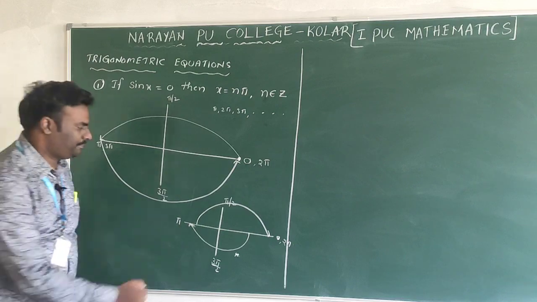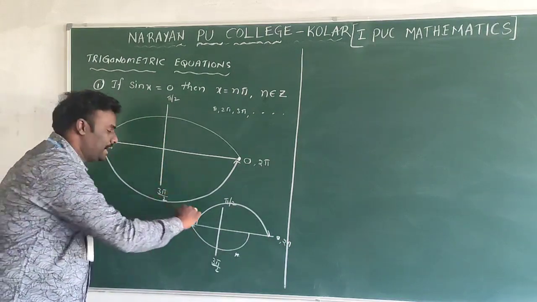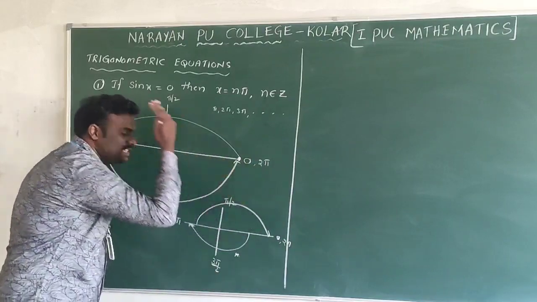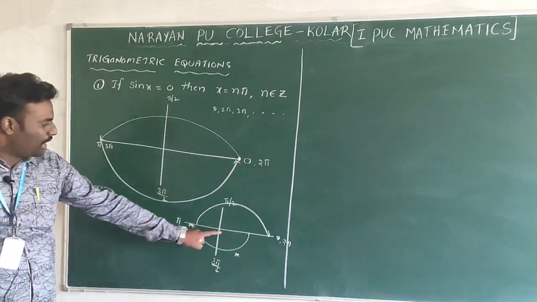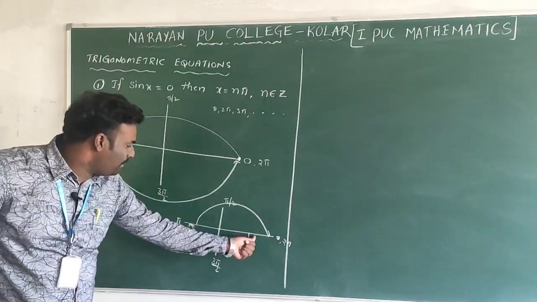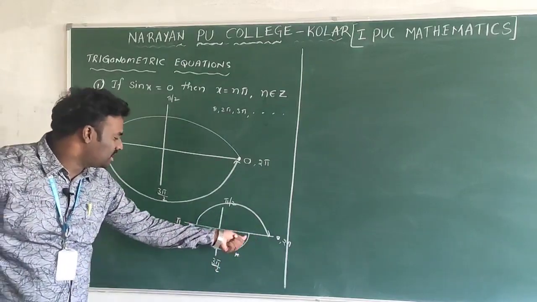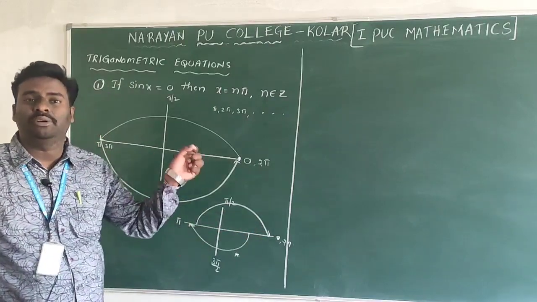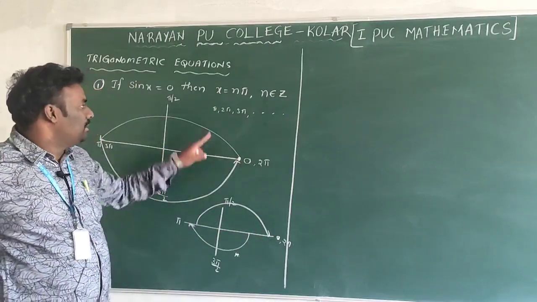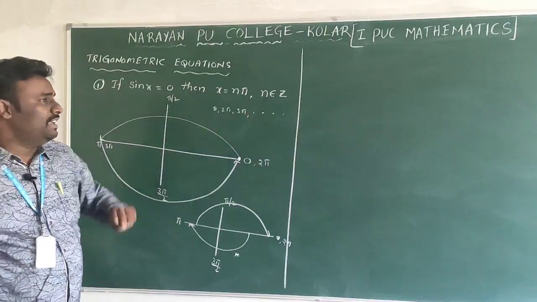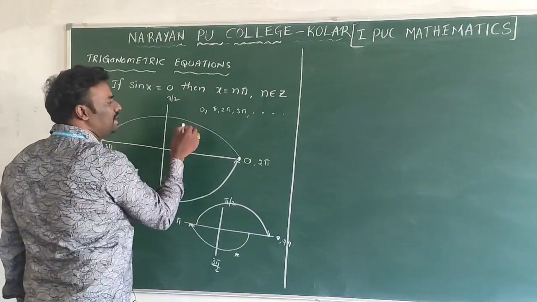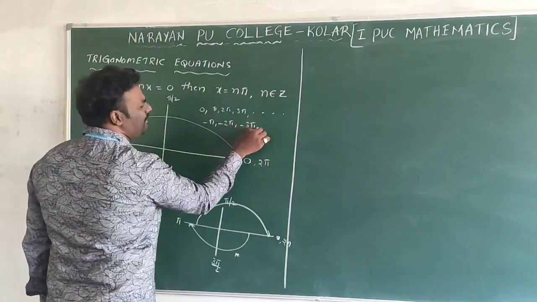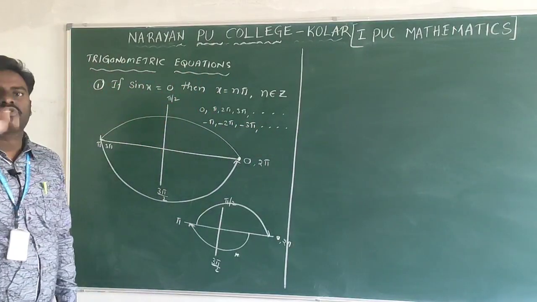Minus 2 pi, minus 3 pi, minus 4 pi, minus 5 pi, minus 6 pi. Understood why minus is added here? Here we are measuring the angle in the clockwise direction, which is considered a negative angle. That's why pi, 2 pi, 3 pi all will come, as well as 0, minus pi, minus 2 pi, minus 3 pi. These are all the solutions.